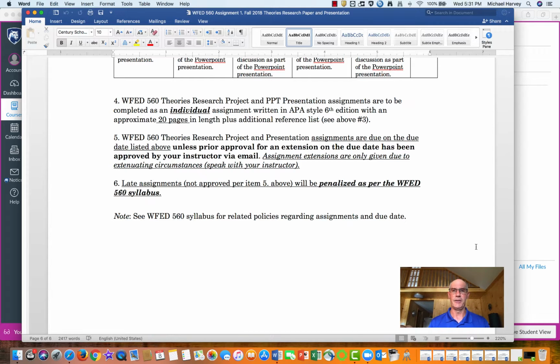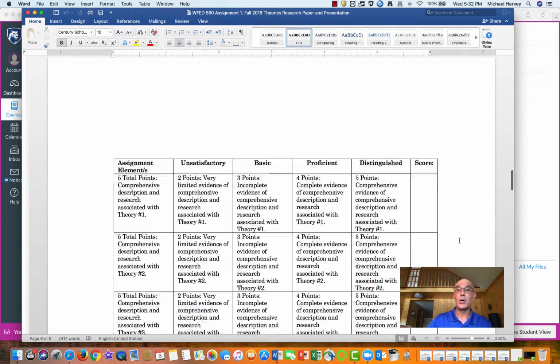Please do these as individual assignments using APA, and as I've suggested, the papers need to be approximately 20 pages in length, plus additional references and potentially appendices as needed. Assignments are due when assignment due dates are presented. If you need to have an extension, you will need to work with your instructor prior to the actual due date, and extensions are only extended to individuals with extenuating circumstances. Again, late assignments will be penalized as the course syllabus indicates. Please go back and review the assignment sheets and the due dates for further information on these assignments.